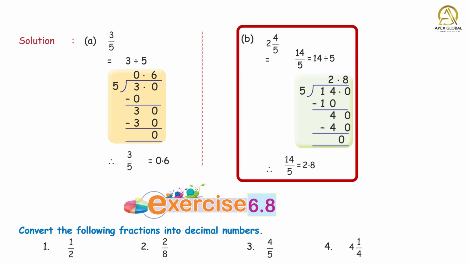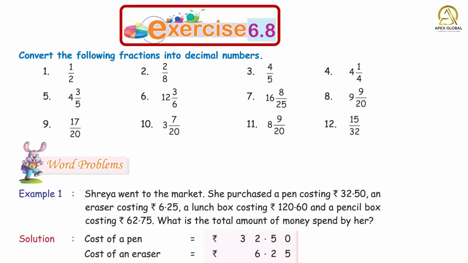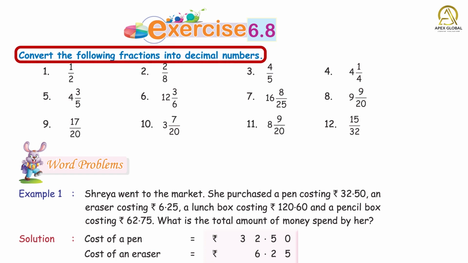4 upon 5 equals 14 upon 5 equals 14 divided by 5. 14 upon 5 equals 2 upon 8. Exercise 6.8. Convert the following fractions into decimal numbers.